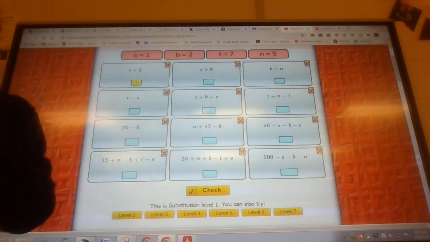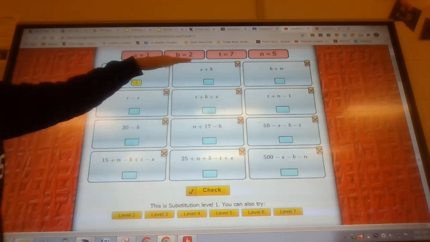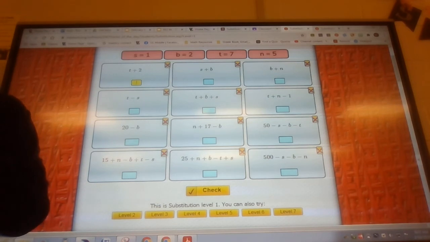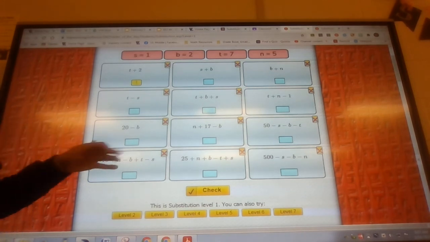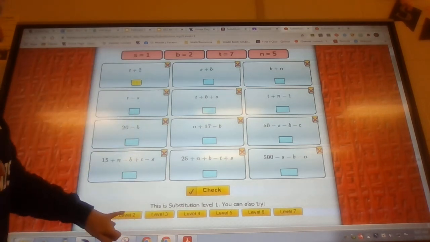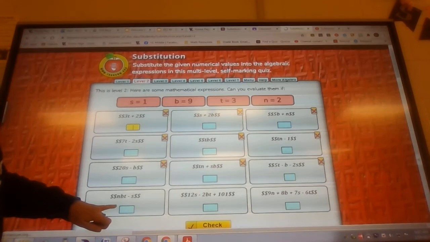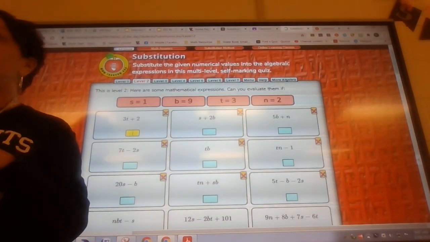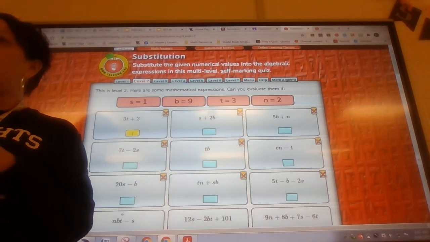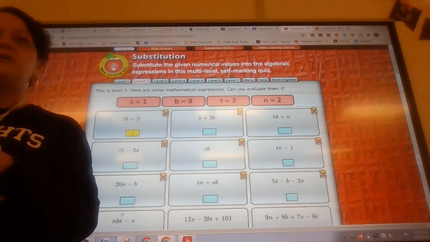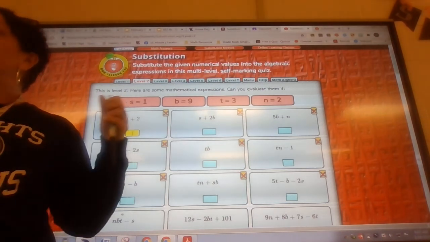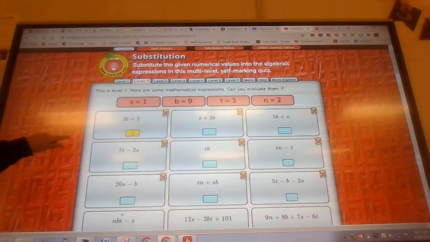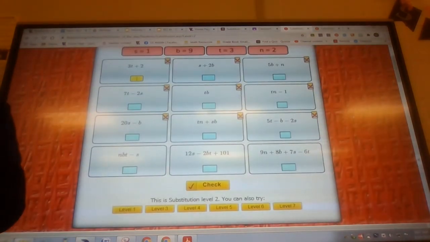You need to do this on a sheet of paper. You need to write these problems down on a sheet of paper and show all of your work on paper. You're going to turn that paper in to me. Okay? When you're done with level 1, click right here and do level 2. Write the problem down, do the substitution, write the answer, and then put your answers in and check. And you're going to do level 1 and level 2.